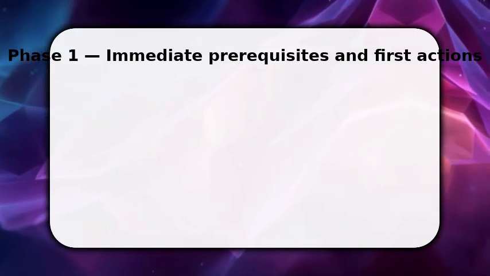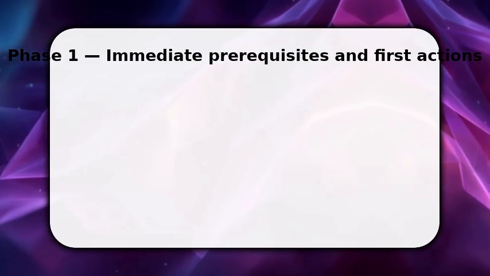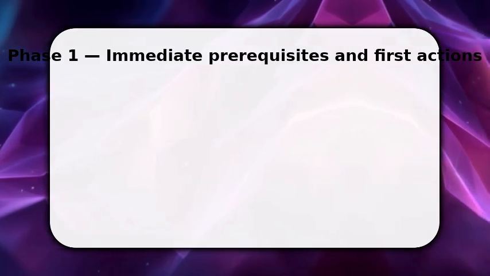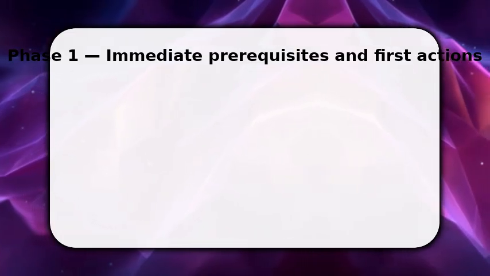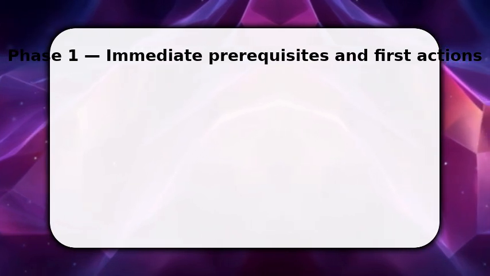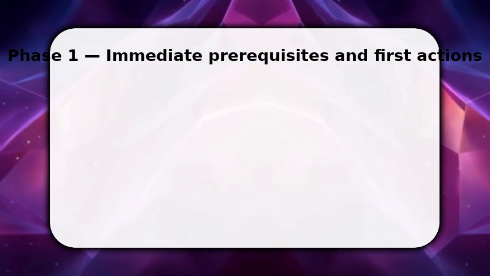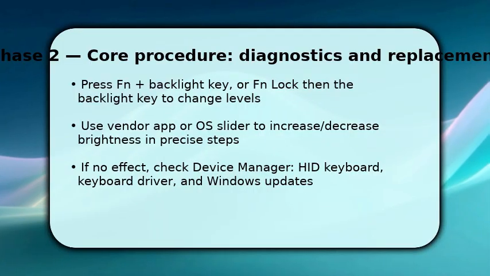Next, open the system quick settings, Windows Mobility Center, Mac keyboard preferences, or the vendor keyboard utility. This confirms whether software control exists and lets you test the hardware key immediately. You press the designated key combination to change brightness, short presses cycle levels, or hold for continuous change. If nothing happens, enable FN lock and try again.